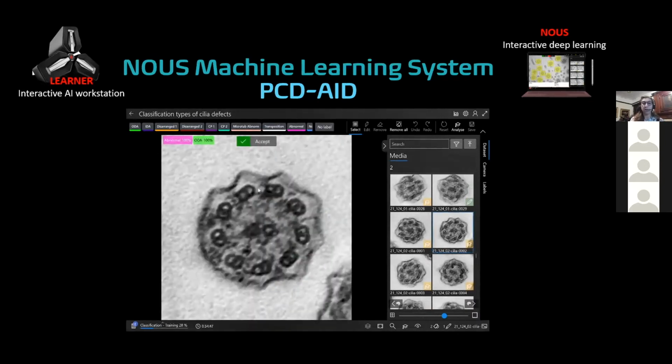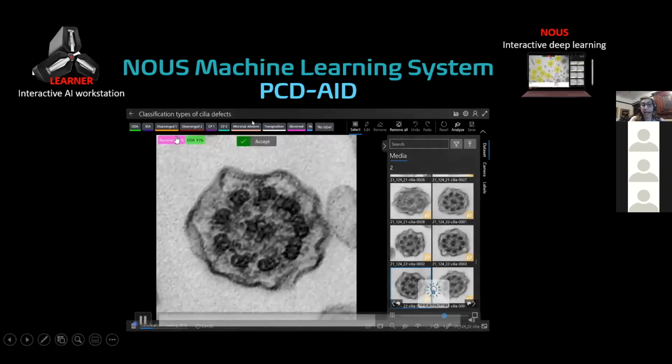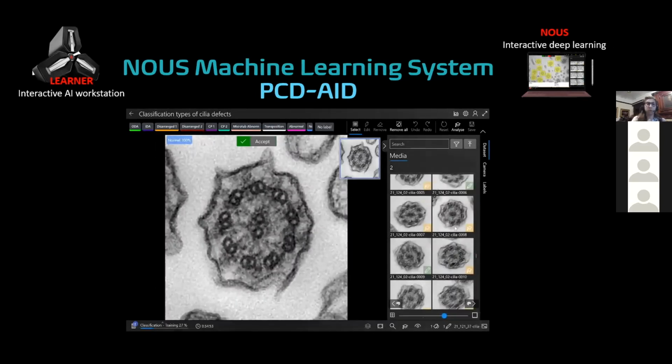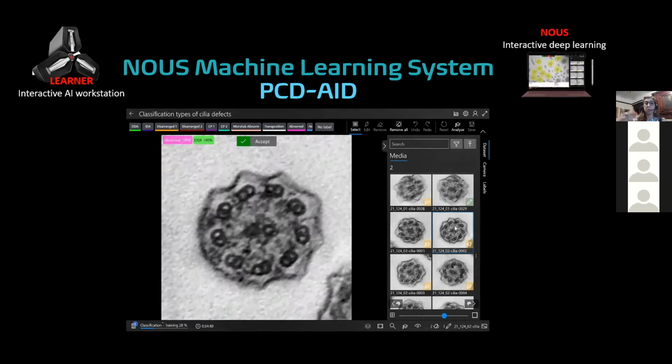These are cilia that are already cropped, and here I can see that this cilia was suggested abnormal 97% and axonemal dynein defect, and I'm just accepting it because this is true. That one was abnormal, useless. This one is normal, and so on and so on. And this goes forever. Another one is telling me this is abnormal, now at 99.